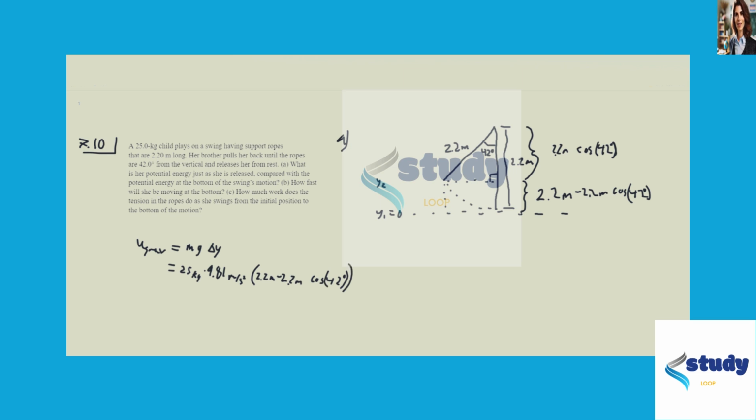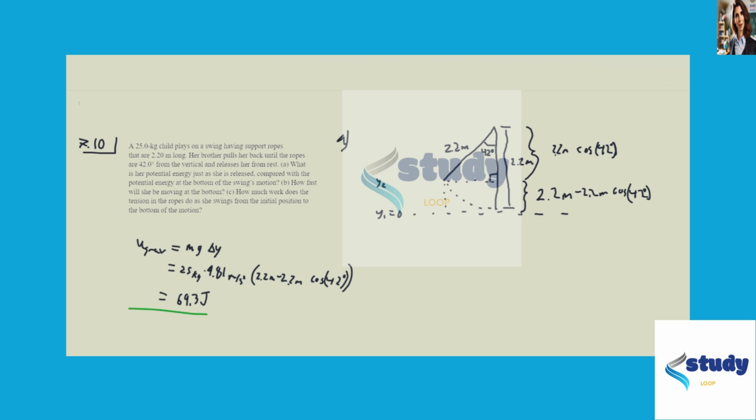Okay, and so just from here, that's math. So I'm going to write the answer, and that's going to be 69.3 joules. And joules is the unit of energy. So we have potential energy being 69.3 joules at the top of her swing of motion, or the difference when you find the bottom to be 0. Okay, so that's part A.